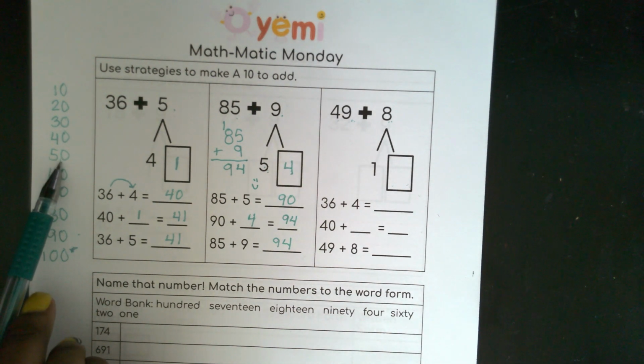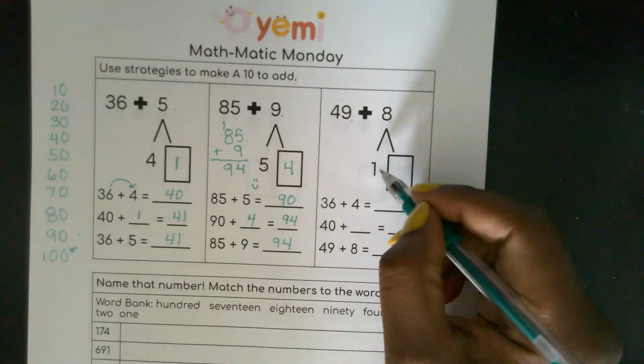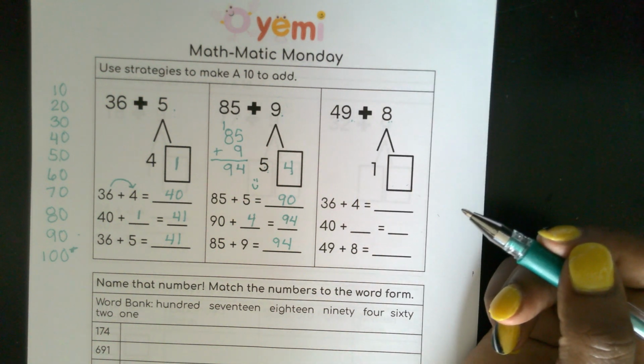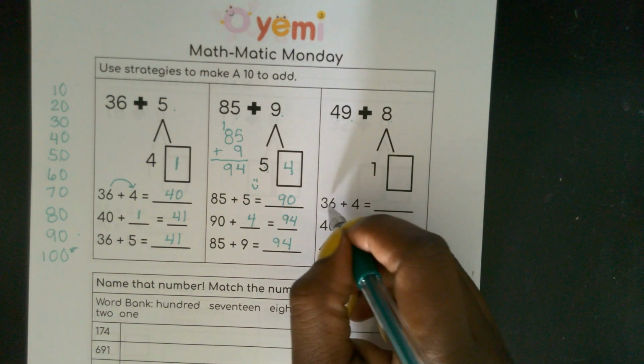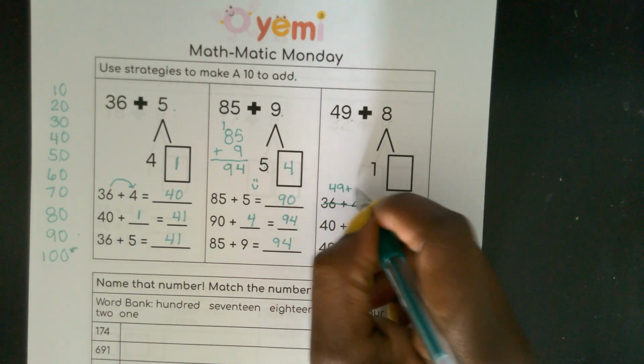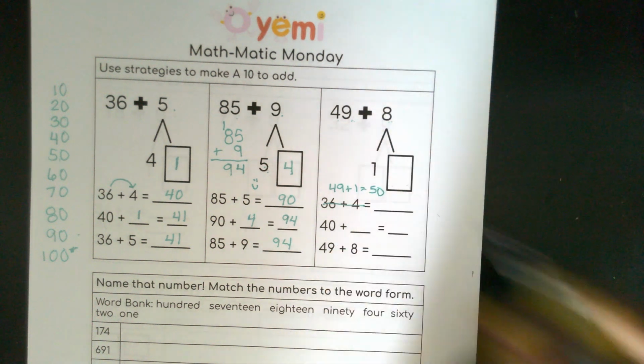50. So I need one more to make 50. Oh, this is all wrong. 49 plus 1 is 50.